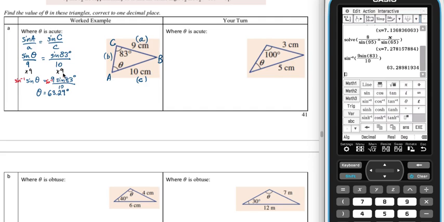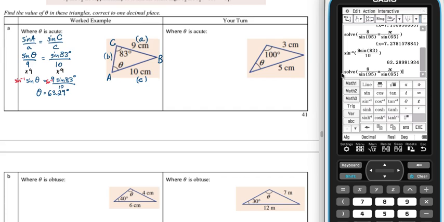Now, it does say that theta is acute, and we're just going to experiment with something here. We're going to try putting this into the solve function of our calculator. So let's chuck that in, and I'm just going to copy this from above, that was from our previous example, and put in our values.